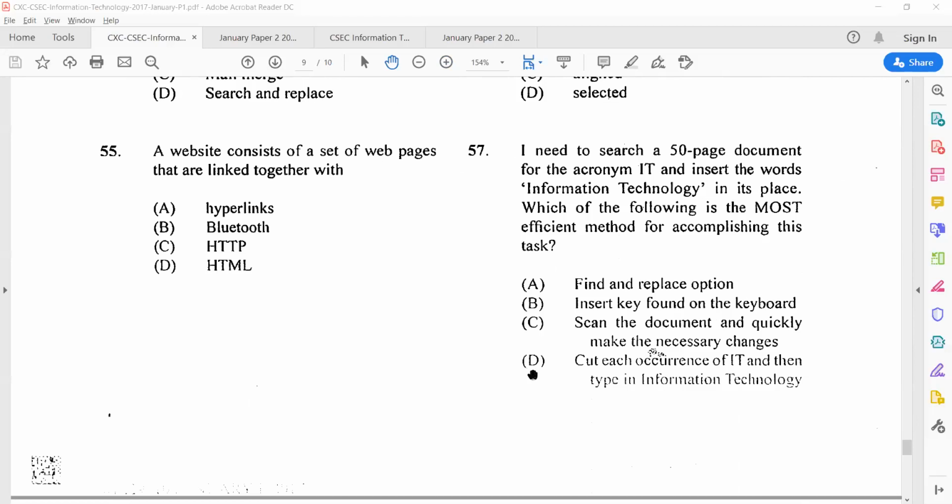I need to search a 50-page document for the acronym IT and insert the words information technology in its place. Which of the following is the most efficient method for accomplishing this task? So what's the answer for 57? What did you all have for 57?